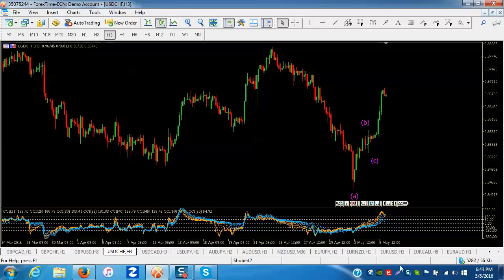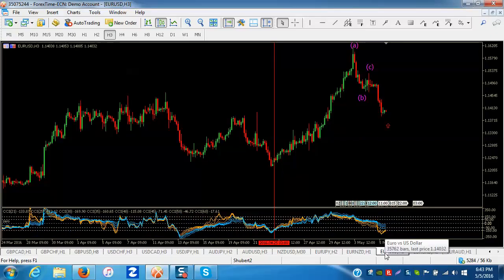Now, to look at the Euro dollar, which is the opposite of the US Swiss, it's completely opposite. And again, I have this labeled as an ABC. We have this move up here. And then this could be a zigzag ABC. Now, this also could be a 1-2-3, and we're in wave 3, but again, I'm going to keep it as an ABC zigzag.